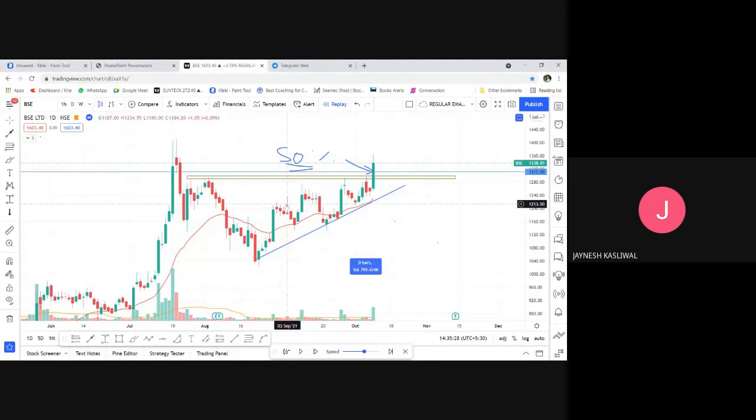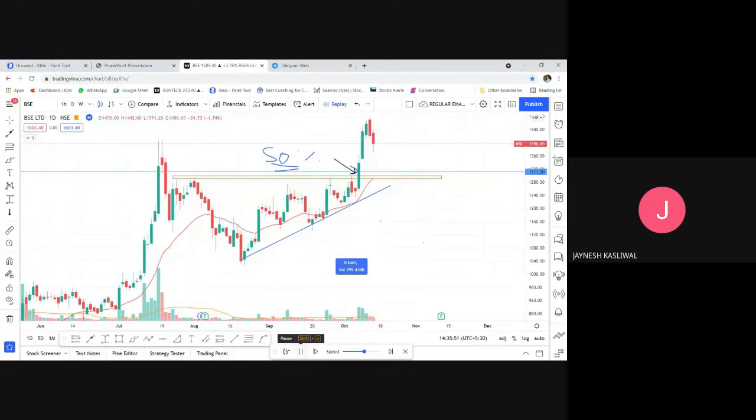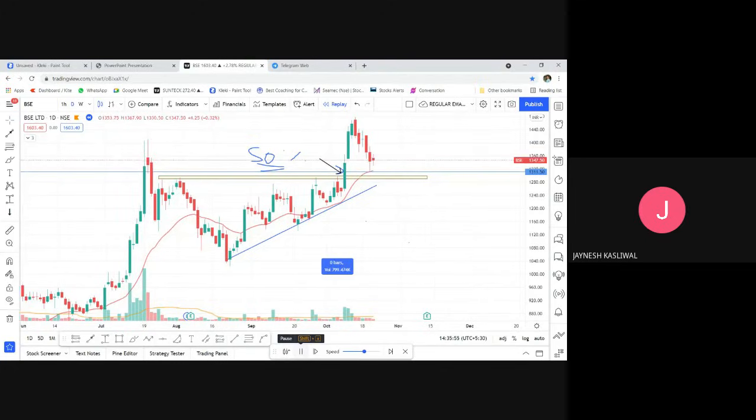Okay, entry on lower time frame. What does entry on lower time frame mean? First 50% quantity, you are entering on this area, right? Now if I play this ahead, we have only 50% quantity, right? To avoid FOMO and to avoid any kind of emotional regrets.